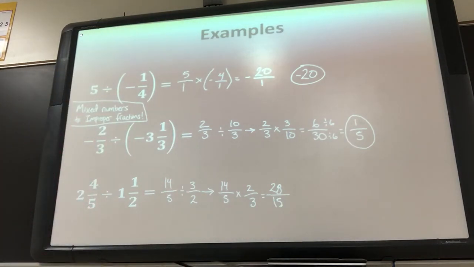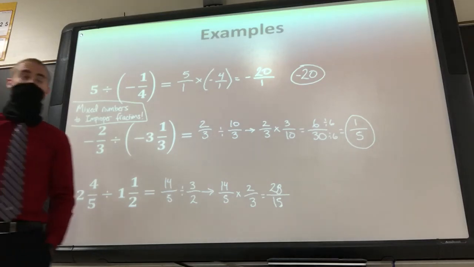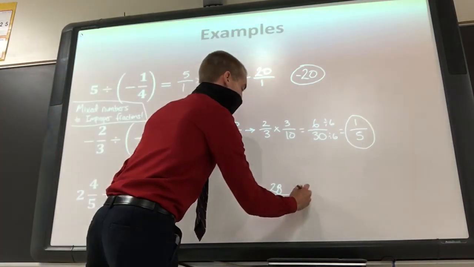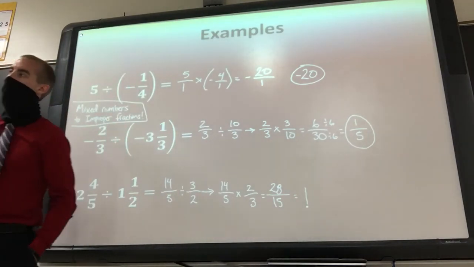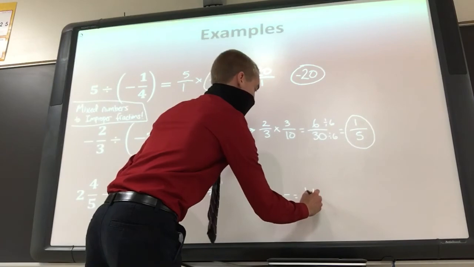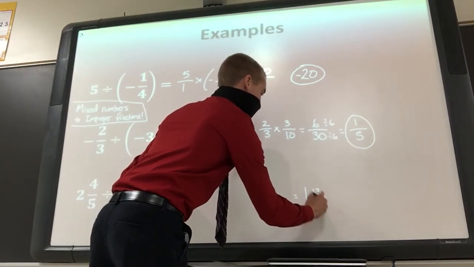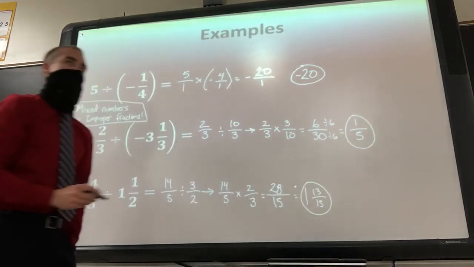15 goes into 28 how many times? Just one time. And so what are we left over with? We take 15 away from 28. 13 over 15. So 1 13/15 would be our answer.